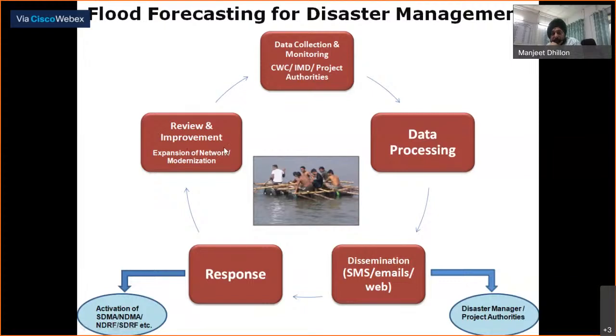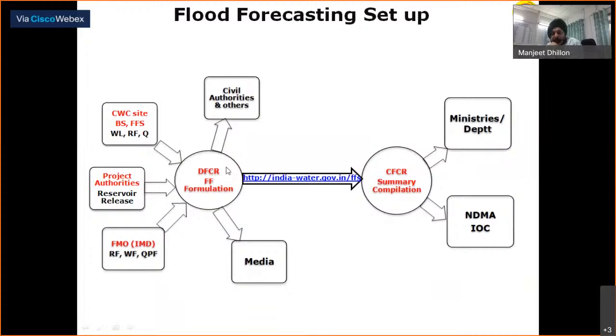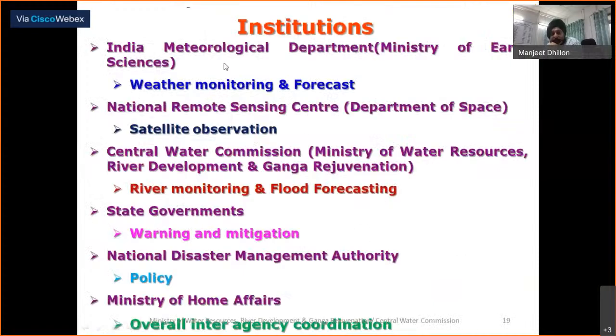And based on the feedback, we review our process. This, of course, is rainfall runoff modeling or statistical modeling, with data collection from CWC, IMD, and project authorities. This is all the flood forecasting setup. Forecast formulation takes place at our divisional offices. They get the data from CWC, project authorities, IMD, and give it to civil authorities, media, and so on. And then through a portal, it comes to the central flood control room, where we give it to the ministries, the department, NDMA and so on. And the very institutions are involved with various purposes, as you can see here.